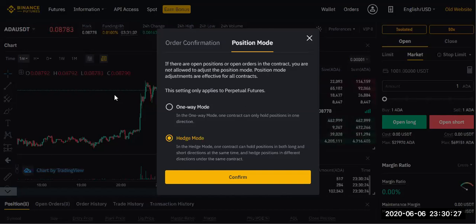Now, if it goes against you with this one-way trading, if I were in a long, aka I'm betting the price goes up, and it went down, it dumped, I would lose money.